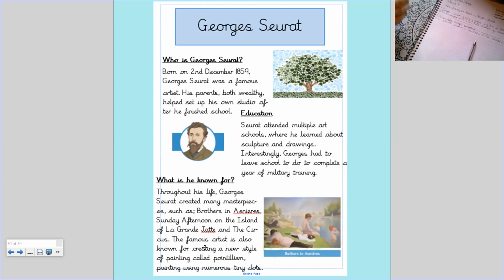Well, throughout his life, another adverbial phrase, this is throughout his life, Georges Seurat created many masterpieces, such as, and then I'm going to list them here, Brothers in Asnières, don't know how to say that, apologies, Sunday Afternoon on the Island of La Grande Jatte, and The Circus. I've listed 3 things that he created. Now, instead of saying his name again, I've said the famous artist. That's my subject. The famous artist is also known for creating a new style of painting called pointillism, painting using very tiny dots, using numerous tiny dots.